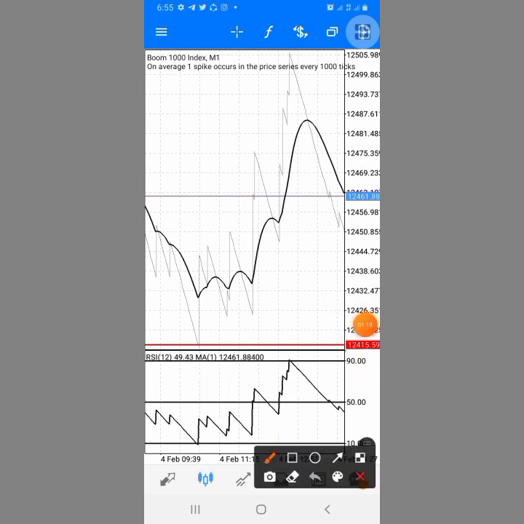Before we waste your time, let me just show you some things. Let me give you some settings here. You see this point, this is the spike area.